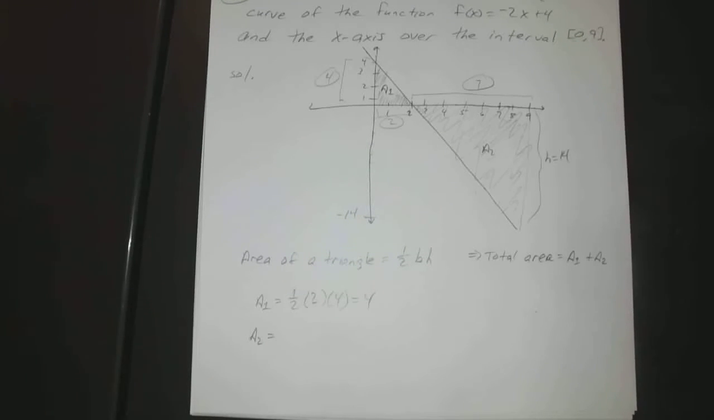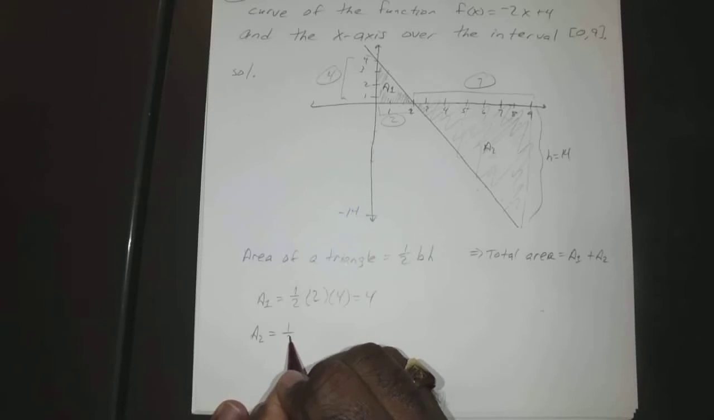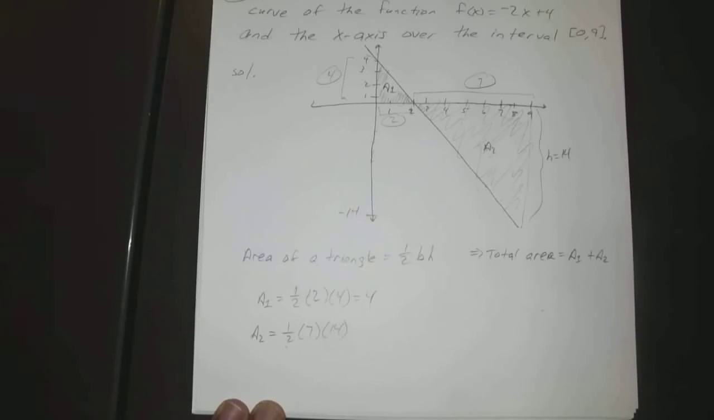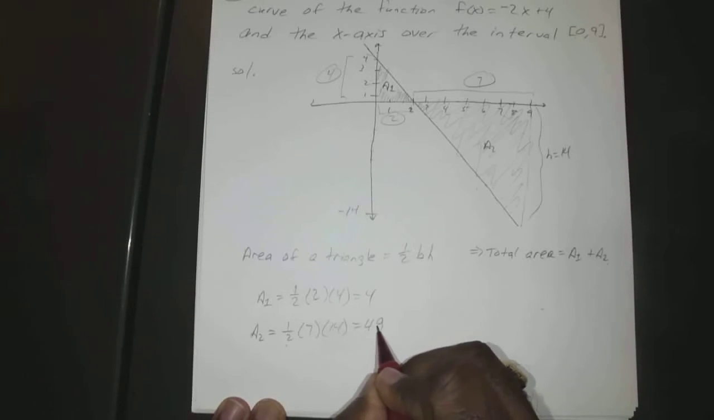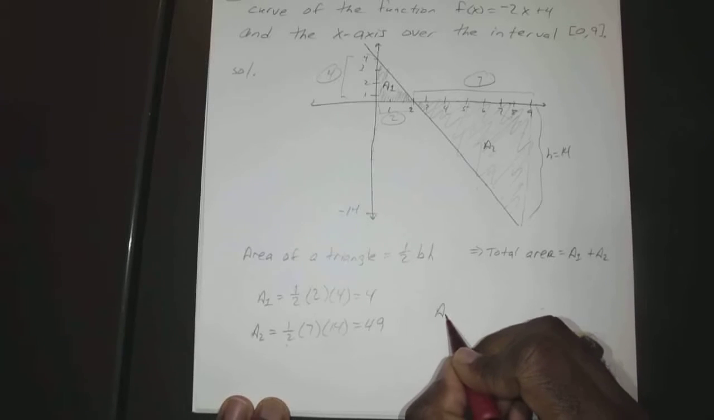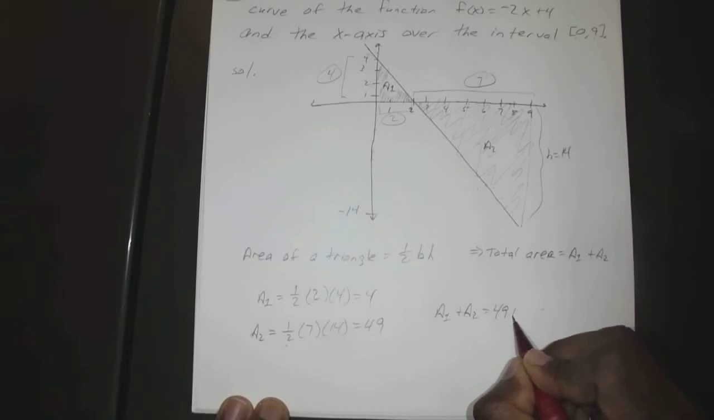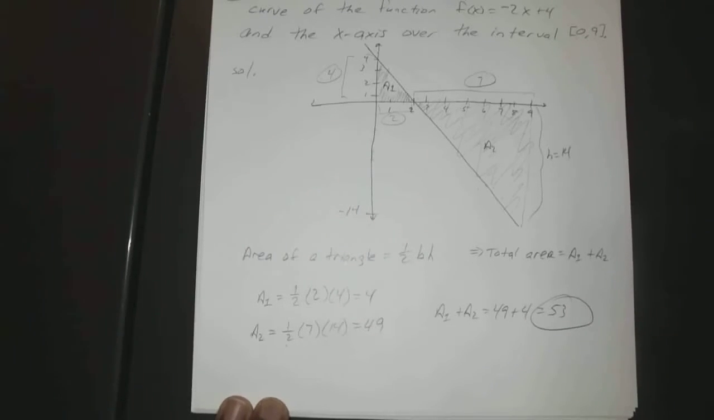So the second area is 1/2 times 7 times 14. 14 divided by 2 is 7, so you end up with 7 times 7, which is 49. So the first plus the second is just 49 plus 4, which is 53. Square units.